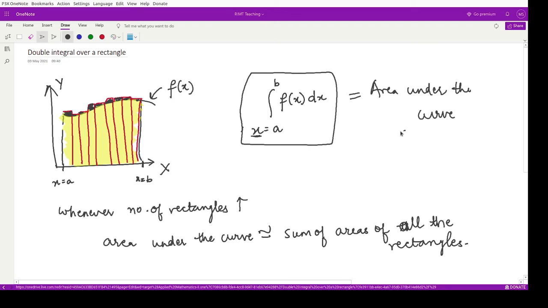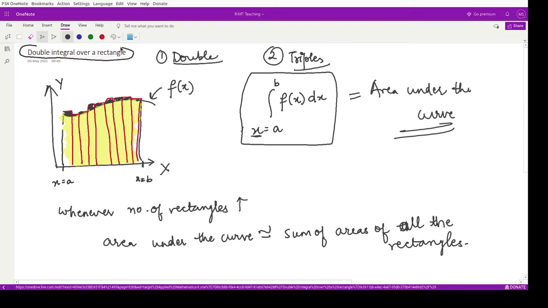Now in this unit, we will be studying about multiple integrals. So what are multiple integrals? In this course we will be studying only two kinds of multiple integrals. One is the double integrals and the second is the triple integrals. So let's see what they are. Firstly, we'll study the double integral over a rectangle region.